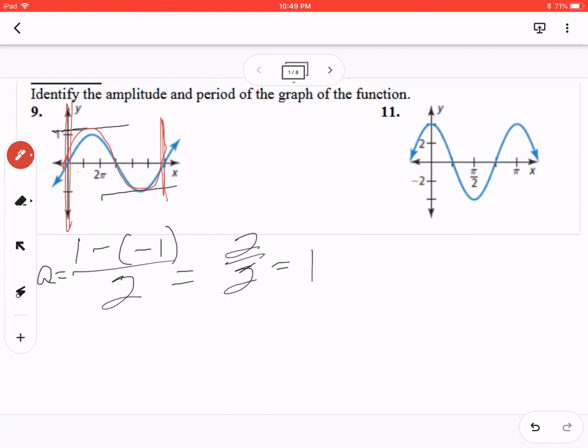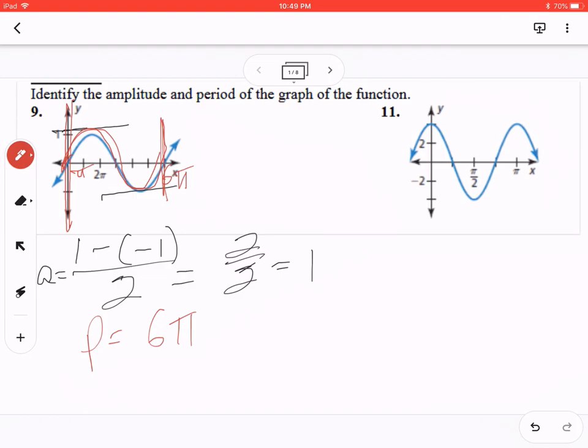If this is 2 pi, then this must be pi. So we're counting by multiples of pi. Pi, 2 pi, 3 pi, 4 pi, 5 pi, so 6 pi. Therefore, the period is 6 pi. That's how much time it takes for one full cycle of that sine function to take place.